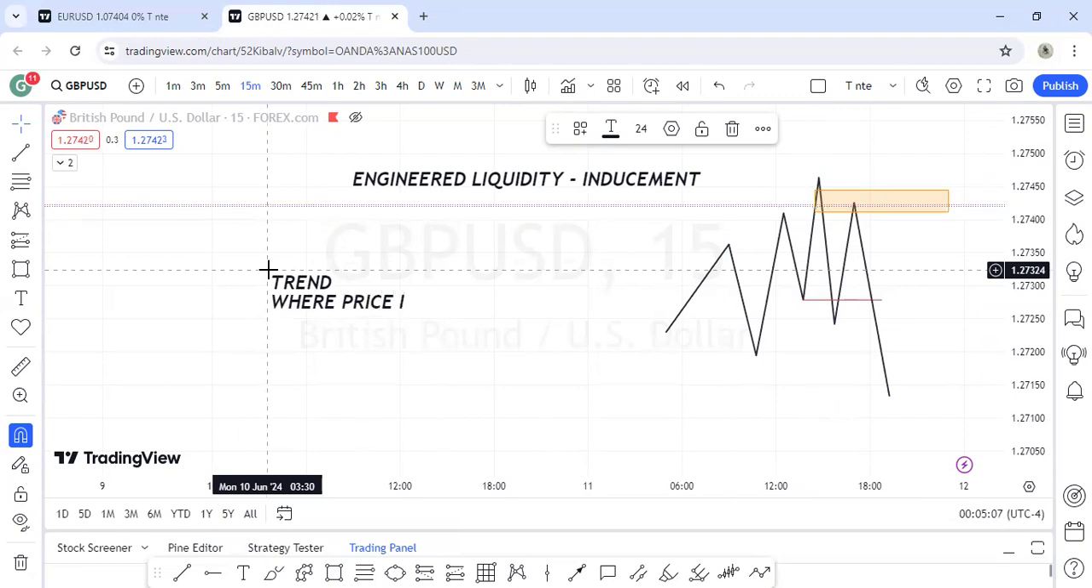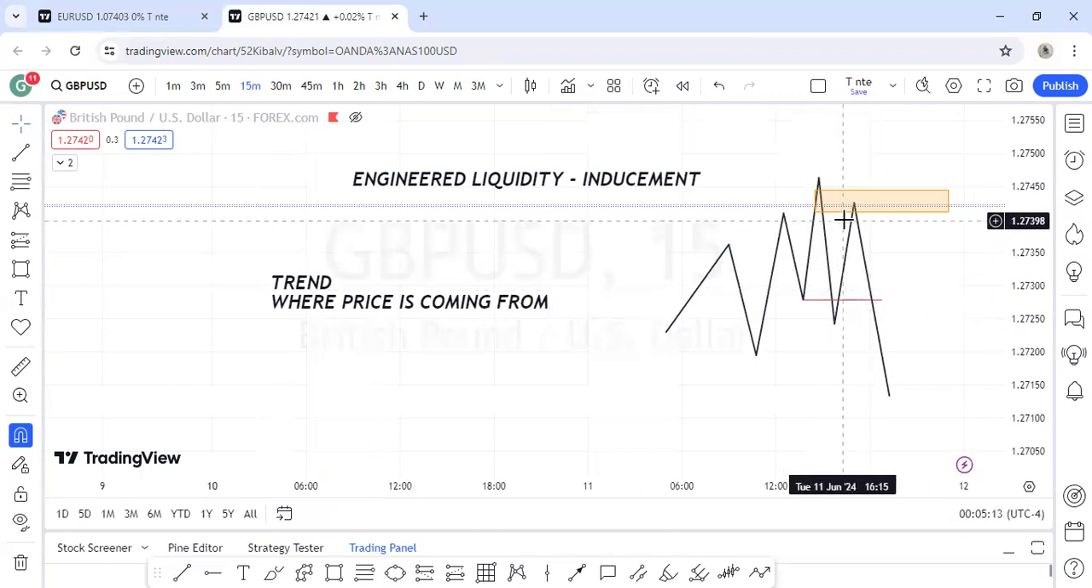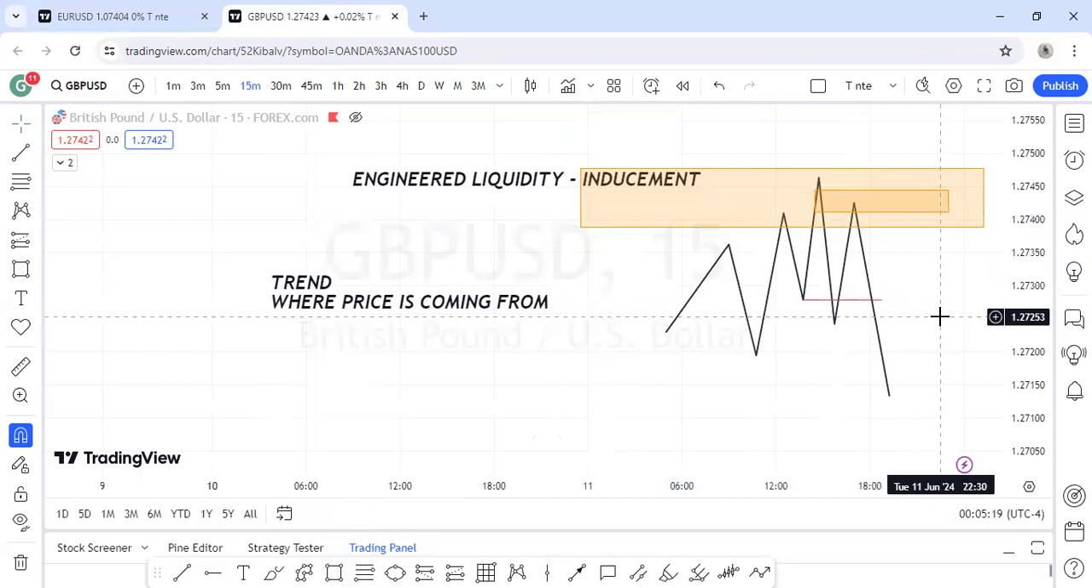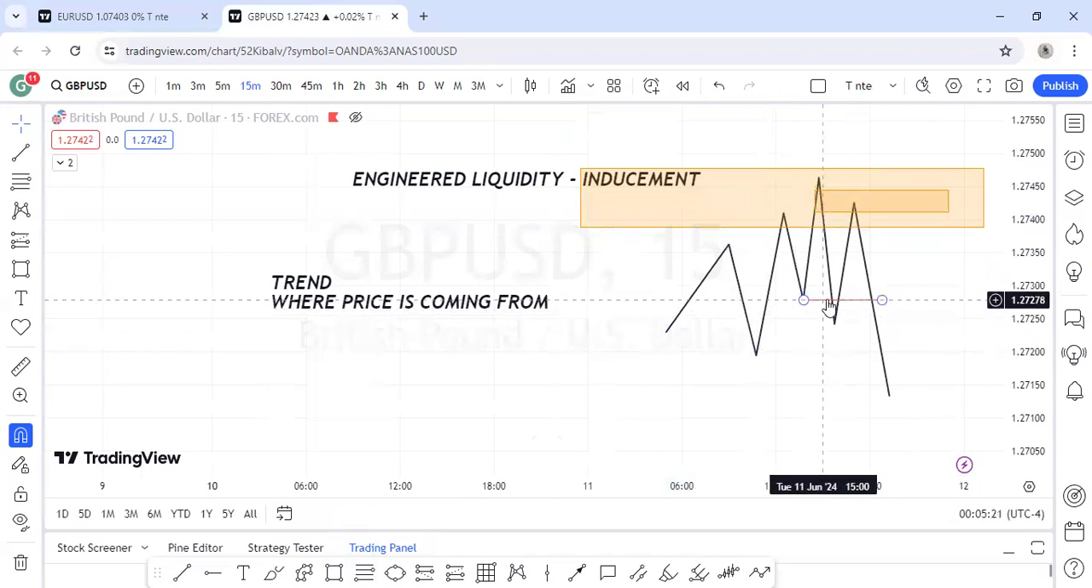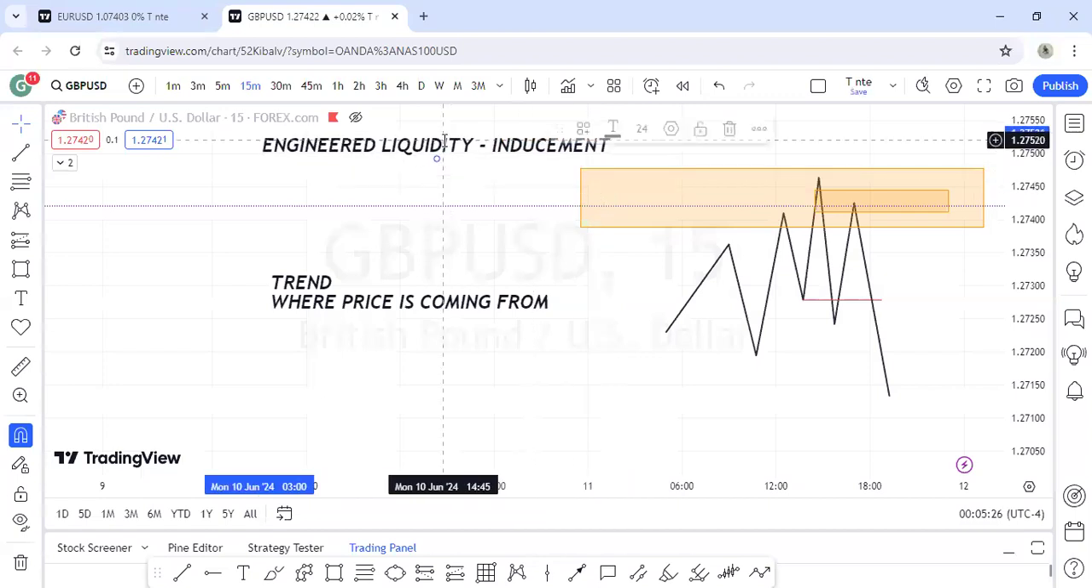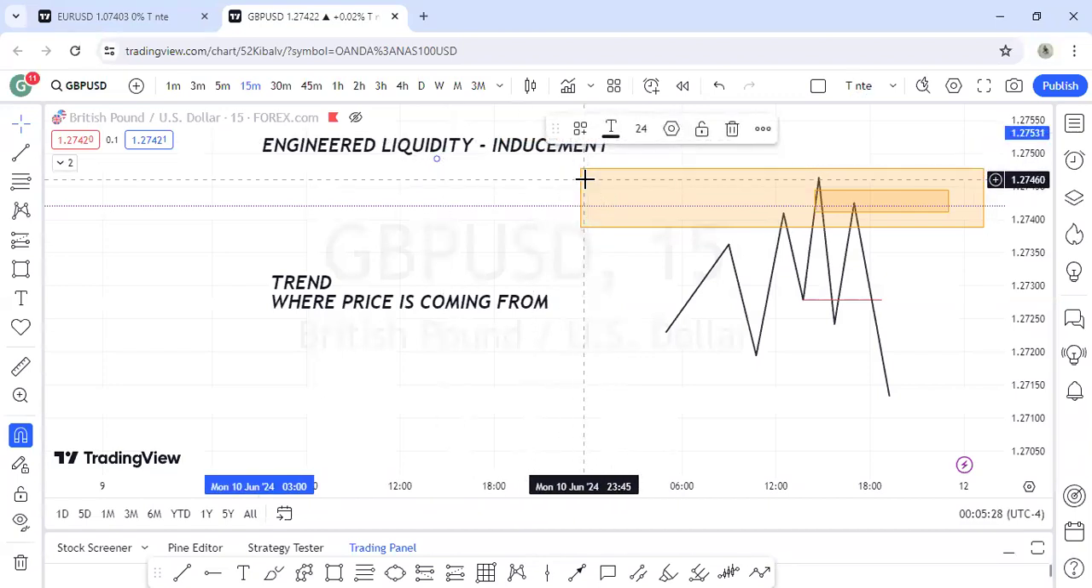Where is price coming from? You have to be very mindful of that. Because if price is coming from a major key level, let's assume there's a major key level here, a big higher time frame key level, this is likely going to be a real break of structure, because this is a higher time frame point of interest, or higher time frame key level.